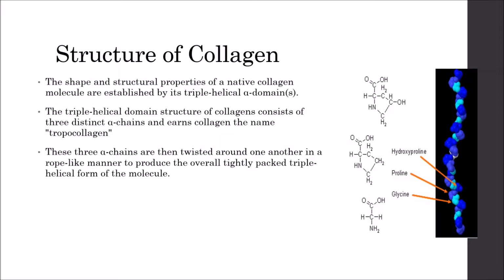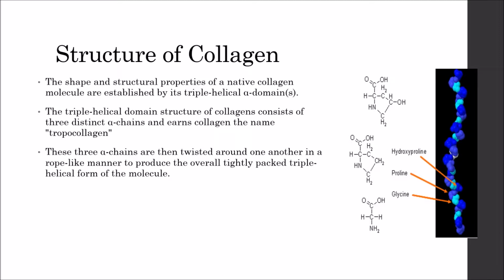The shape and structural properties of the collagen molecule are mainly determined by its triple helical alpha domain. In classical collagen molecules, a single triple helical domain is observed to compose close to 95% of the molecule. However, there are collagens which have been shown to comprise multiple triple helical alpha domains, which only account for a fraction of the molecular overall mass.